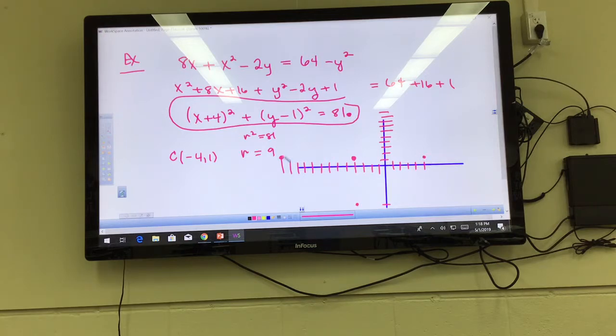And then I have the equation of the circle. Now I can't really draw that with this utensil, but we would see the equation of the circle. And there's my center with a radius of 9.